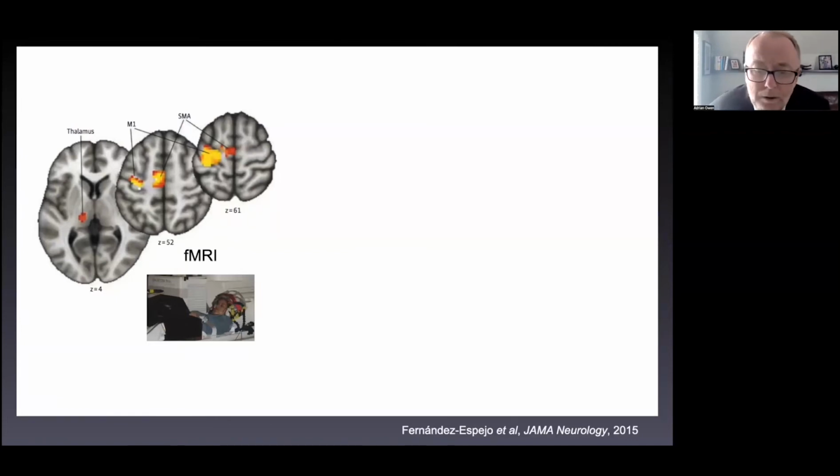And the answer to that came from one of my former postdocs, Davinia Fernandez-Espero, who is now on faculty at Birmingham University. And Davinia did a very elegant series of 3 MRI studies, or at least 3 studies using different MRI approaches. First, she used fMRI, as you can see here, to compare actually playing tennis with imagining playing tennis. Now, obviously, you can't actually play tennis in the scanner, but she did the next best thing.